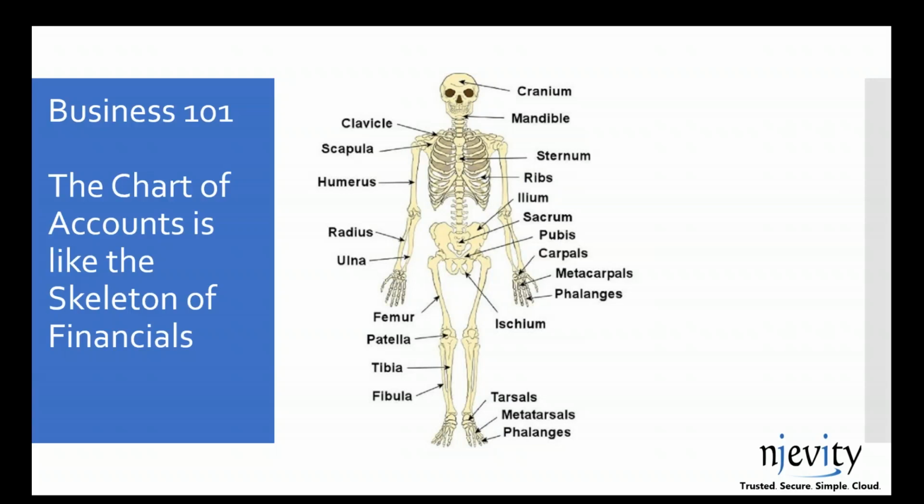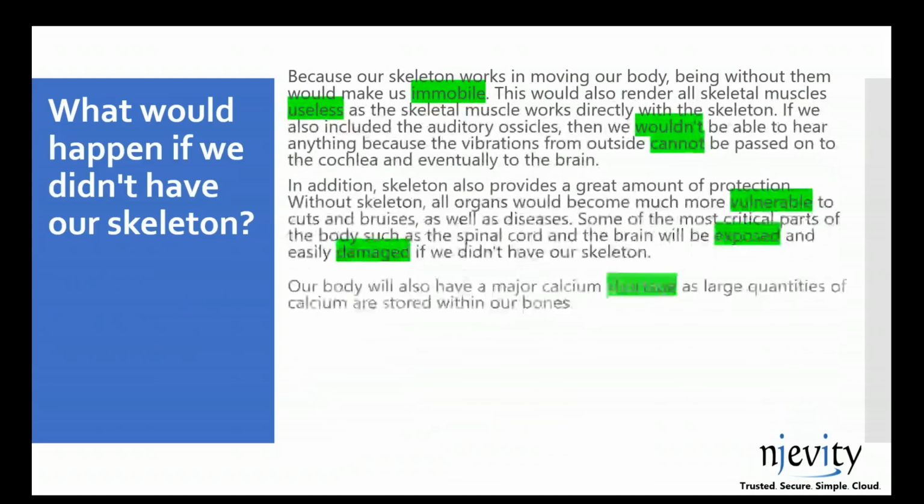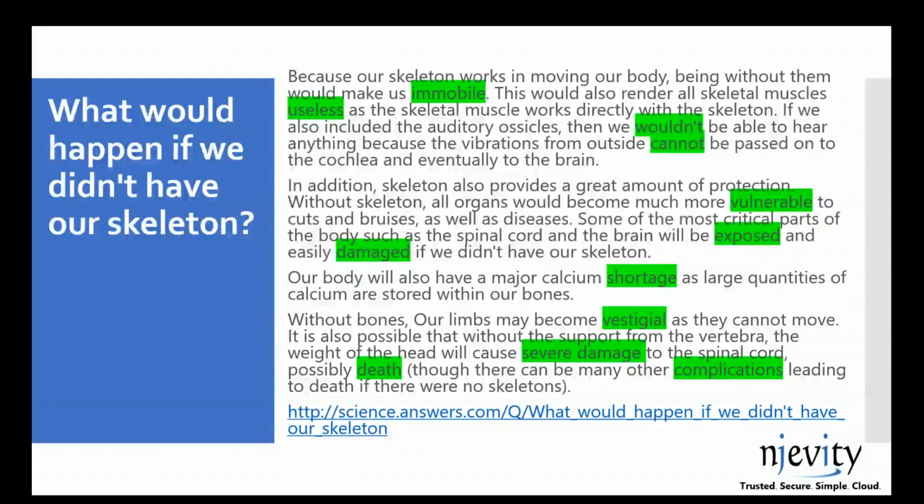And personally, I like to think of it as the skeleton of the financials, right? And I'm not going to read this. This came from one of the science websites, scienceanswers.com. And I highlighted all the words of what would happen if we didn't personally have a skeleton, because this is what would happen to our business if we didn't really have a chart of accounts, or if we didn't understand them. We're going to have all kinds of failures by not understanding them.